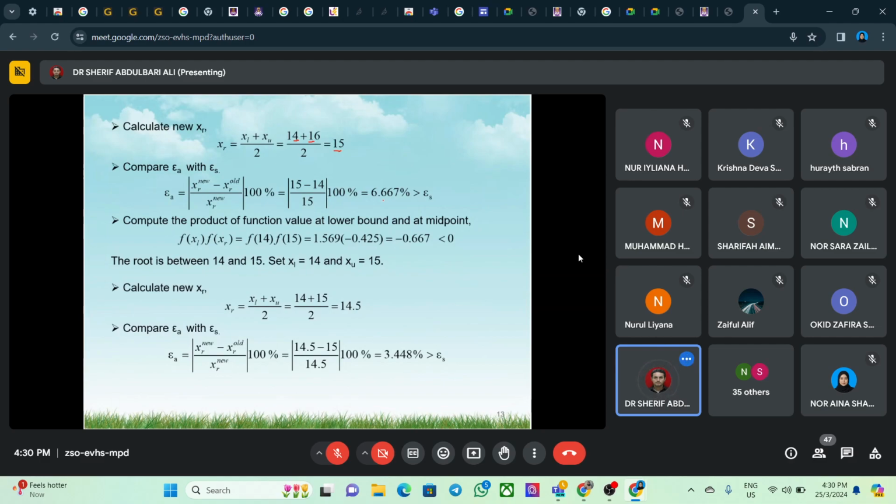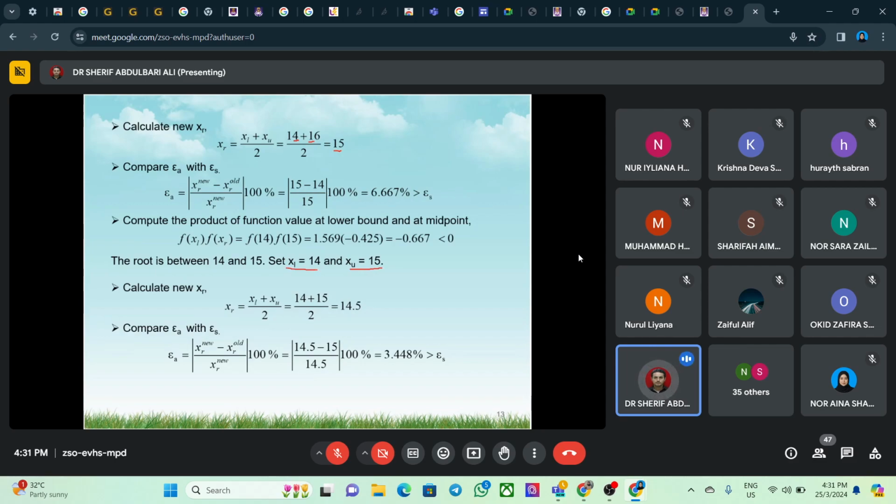So now, again, you are going to ask the question: is the function of x lower times the function of xr greater or less than 0? Now x lower is 14, xr is 15. Get the answer from the function. You can see that the answer from the function came up as a negative value. It's less than 0. If it's less than 0, it means for the next iteration x upper will take the value of xr. xr is 15, so x upper is no longer going to be equal to 16, it's going to be equal to 15. And x lower is equal to 14.